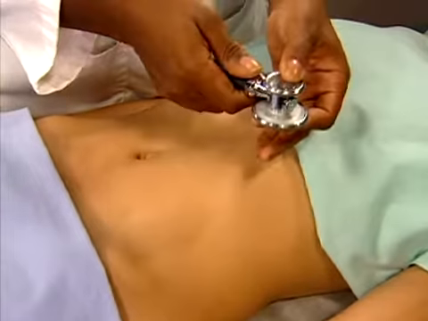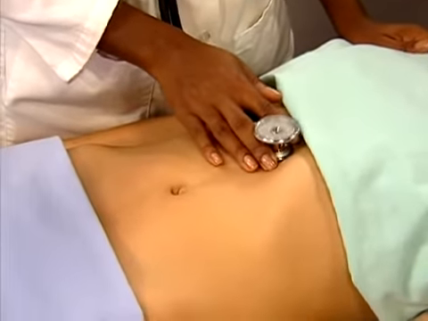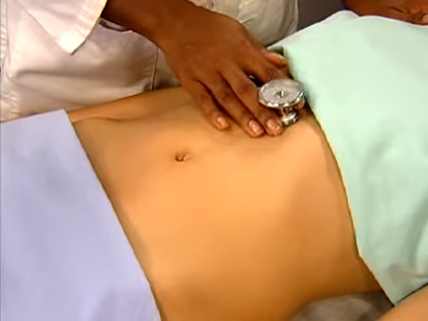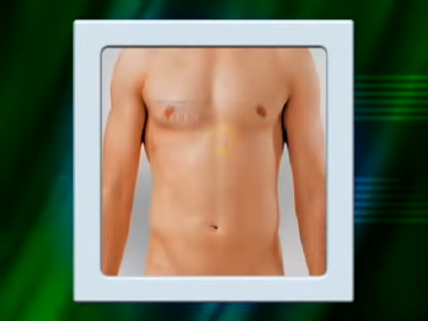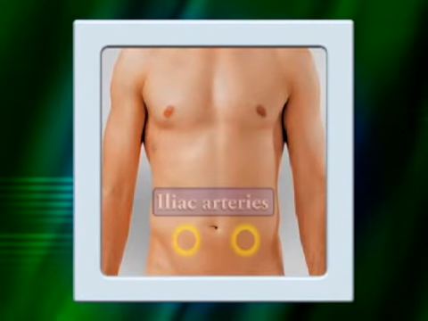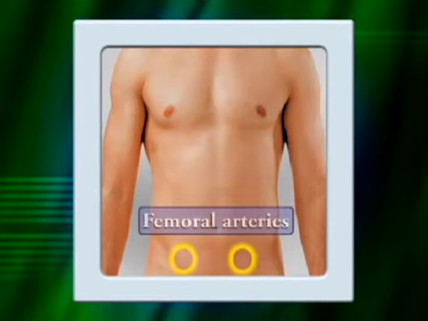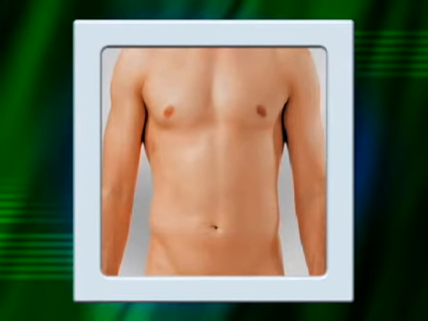Now switch to the bell and auscultate the epigastric area and umbilicus. In both locations, there should be no venous hum. Also use the bell to auscultate the aorta, renal arteries, iliac arteries, and femoral arteries. Over the vessels, you should hear no bruits.